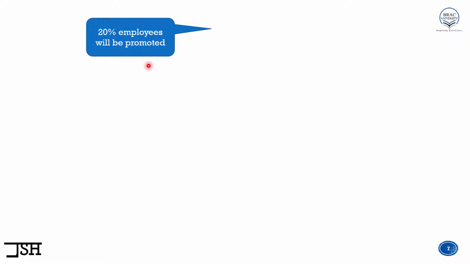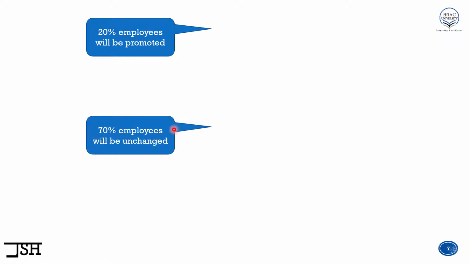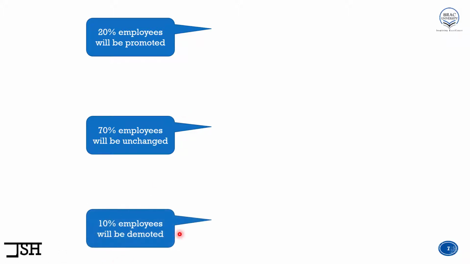Along with this, at the same time, you have decided that at the end of the year, 70% of employees will remain unchanged. They will not be promoted, their salary level will remain the same. Again, this decision is being taken at the very beginning of the year. And finally, you have also decided that the remaining 10% of employees will be demoted or fired.